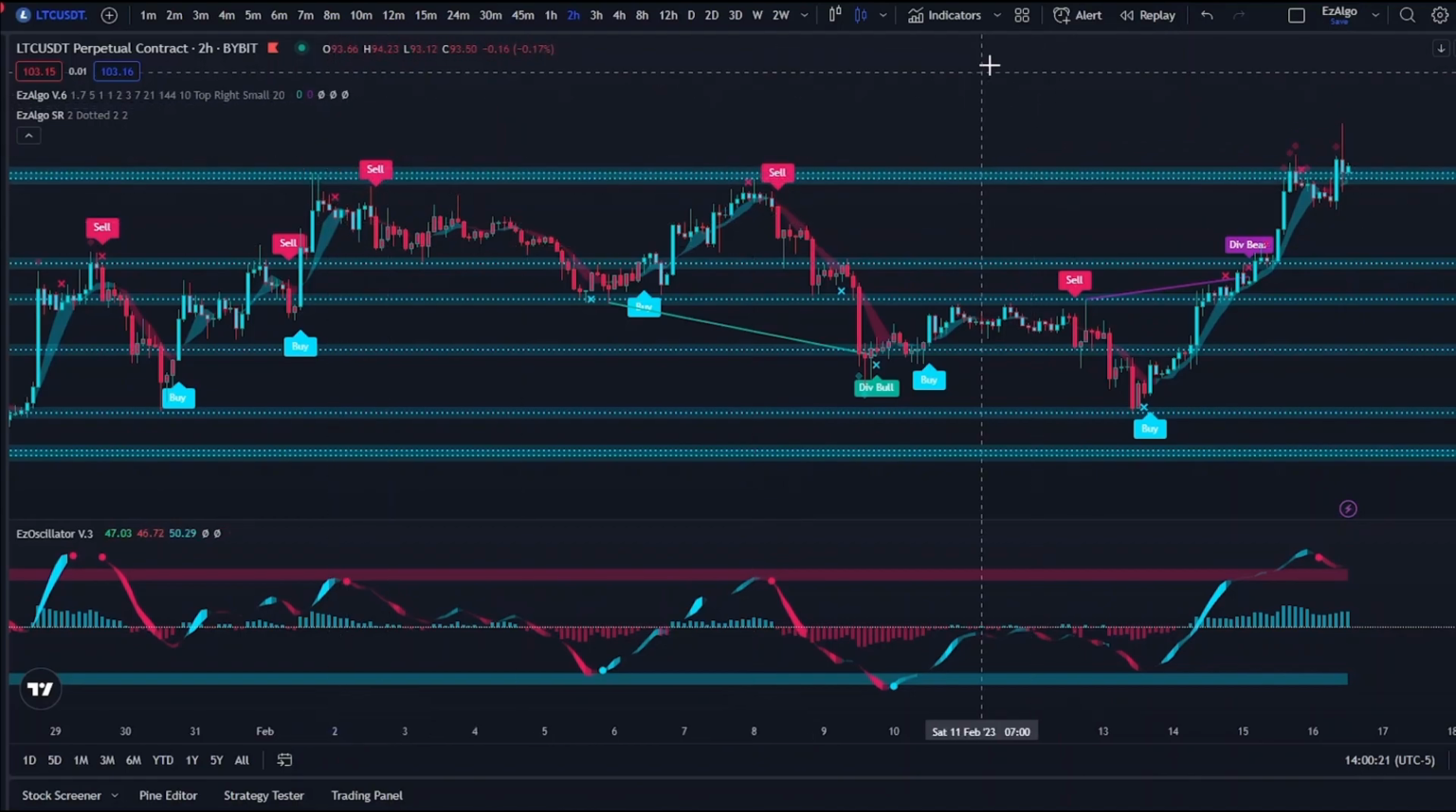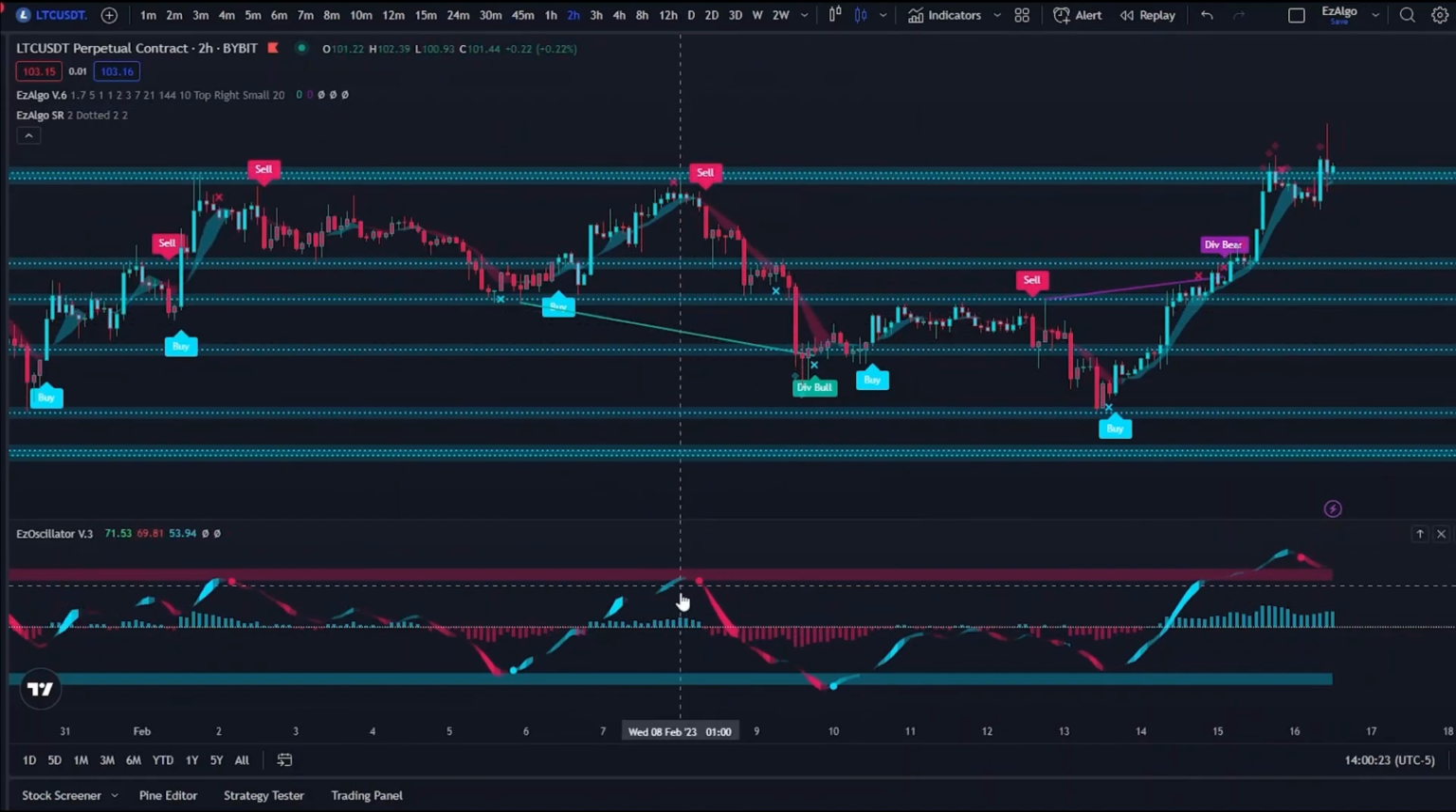The oscillator is approaching the overbought territory. As you can see, it's in this red overbought zone. The volume is starting to decrease and we get that red dot on the Easy Oscillator.